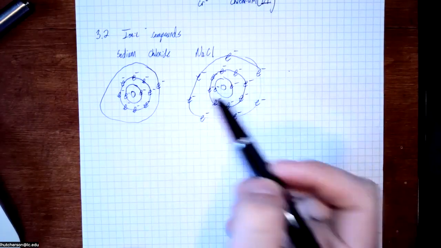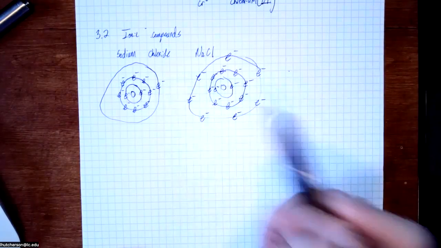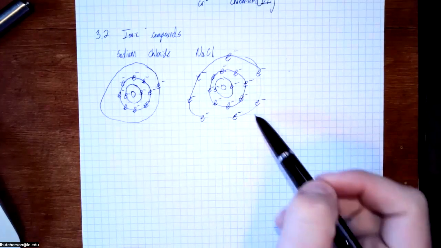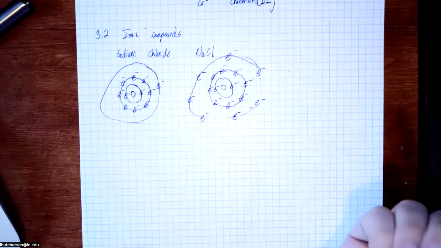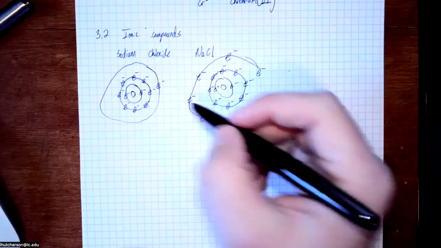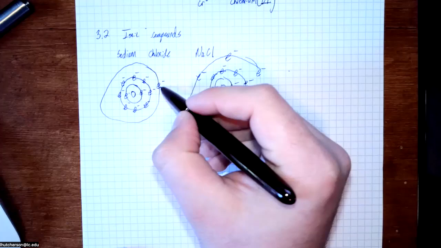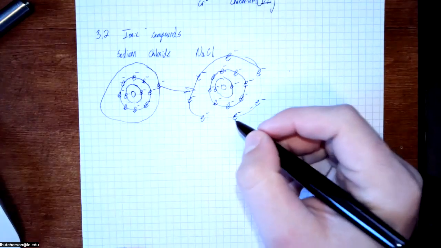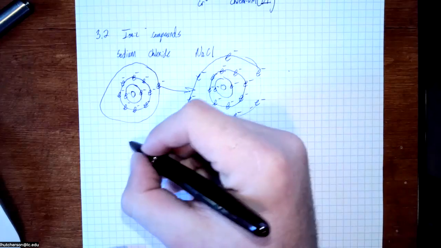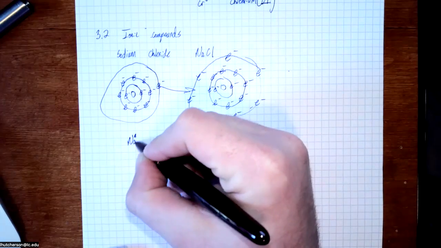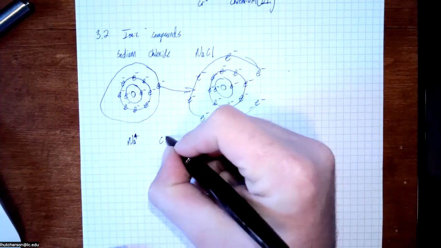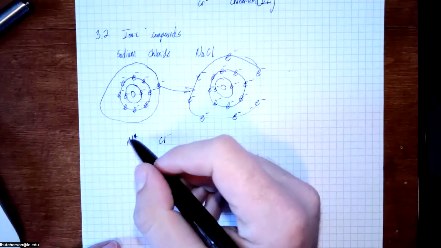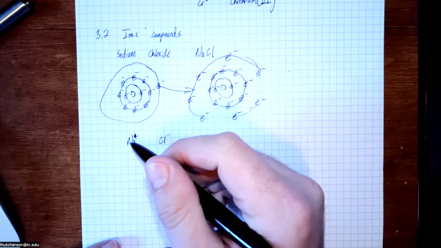All right, so here as I've drawn them, we have these two sitting next to each other. They each want a full octet. Easiest way for sodium to get to a full octet is to give up 1 electron. Easiest way for chlorine to get to a full octet is to take 1 electron. So what happens? Chlorine takes this electron from sodium. Now they both have a full octet. We get an Na plus and we get a Cl minus.